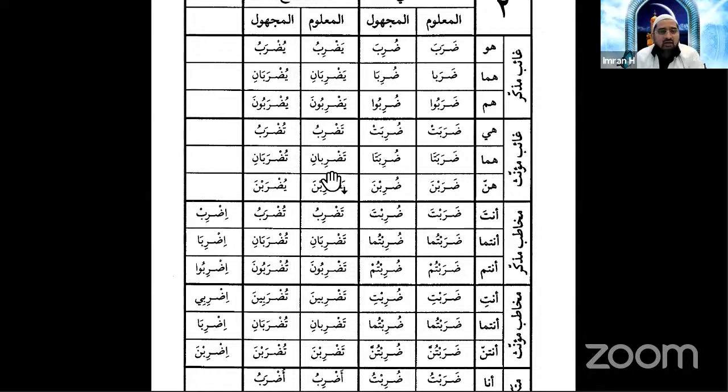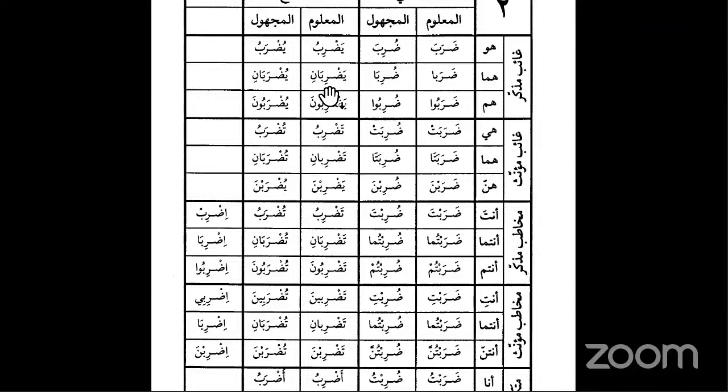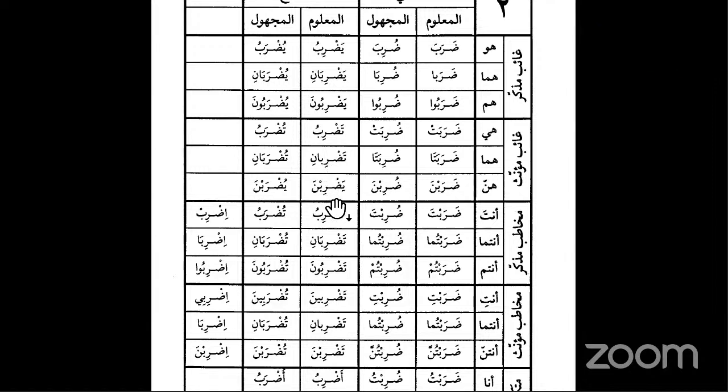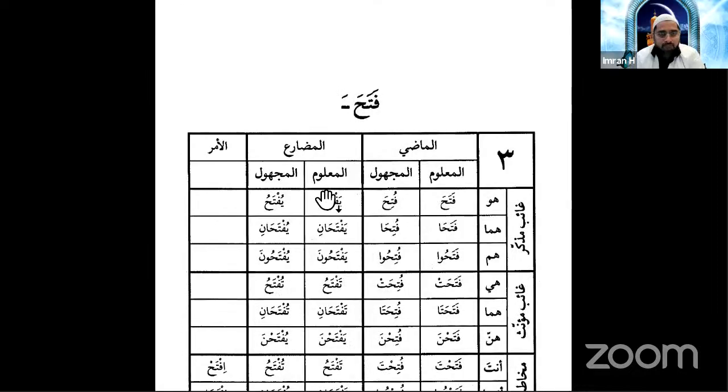Tadribani. Correct. They both male are hitting. Yadribani. I want you to conjugate all the 6 forms now. Okay, Yadribu, he hit. Yadribani, they both hit. Yadribuna, they all hit. Tadribu, she hit. Tadribani, they both hit. Yadribna, they all hit. Excellent. Jazakallah. Thank you.